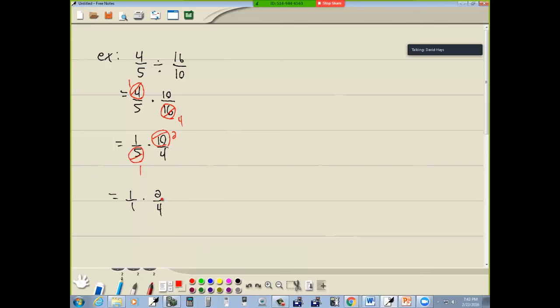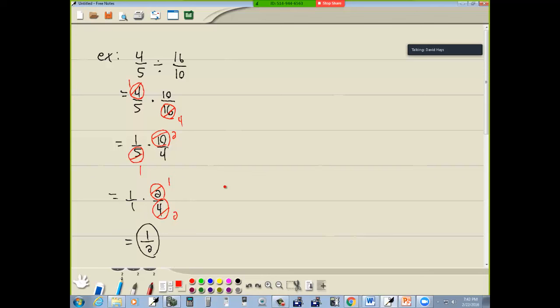And we have one more. 2 and 4 are both divisible by 2. 2 divided by 2 is 1. 4 divided by 2 is 2. 1 times 1 is 1, and 1 times 2 is 2. So our answer would be 1/2.